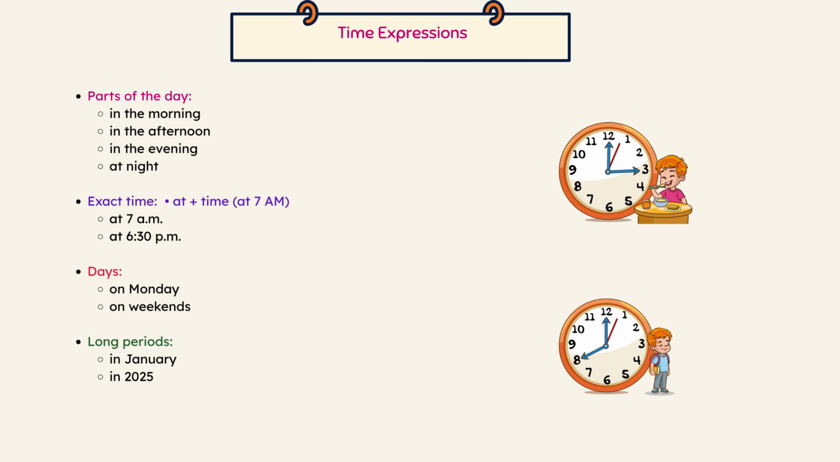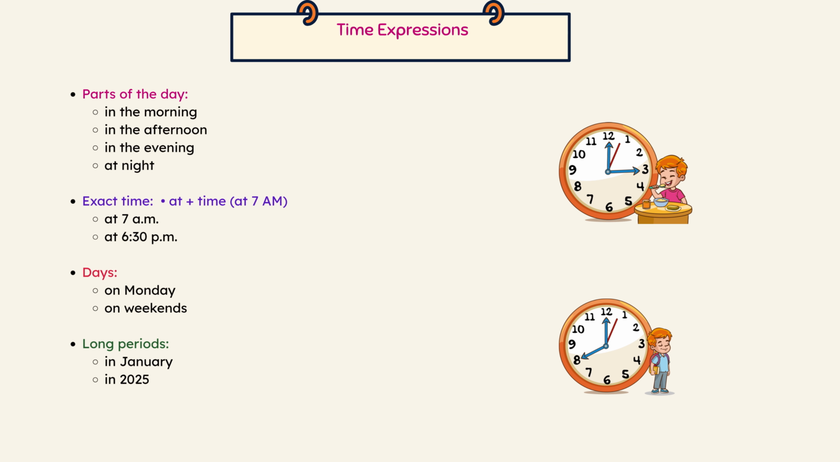Now let's learn how to talk about time in your daily routine. We use different time expressions to show when something happens. First, for parts of the day, we say in the morning, in the afternoon, in the evening, and at night. Next, for exact time, we use at plus the time. For example, at 7 a.m. or at 6:30 p.m. For days, we use on. For example, on Monday or on weekends. And for longer periods like months or years, we use in. For example, in January or in 2025.